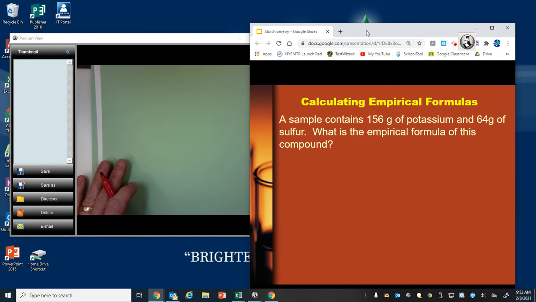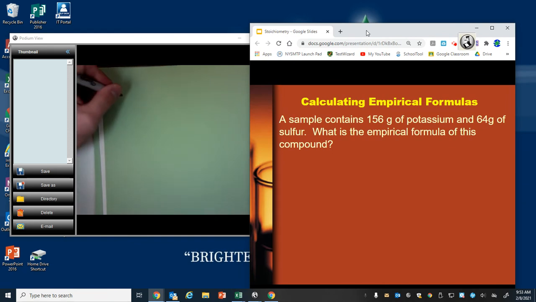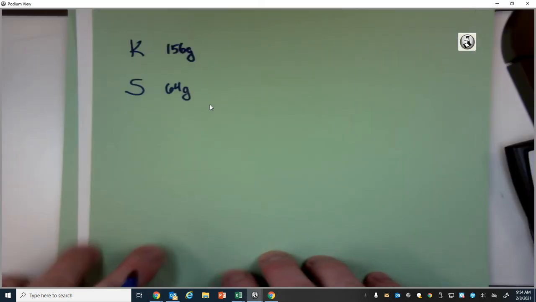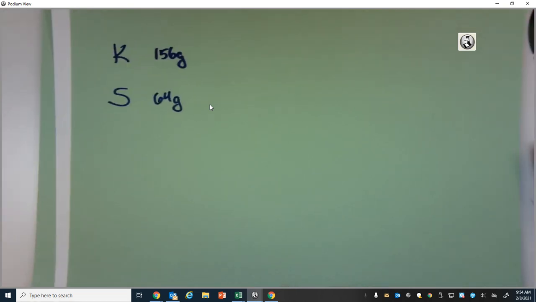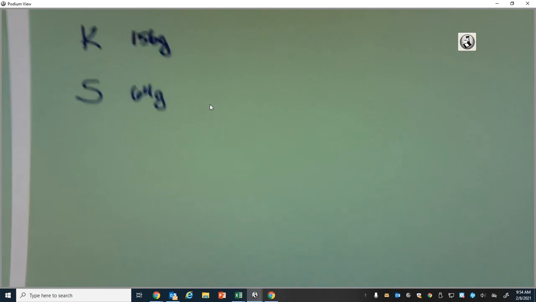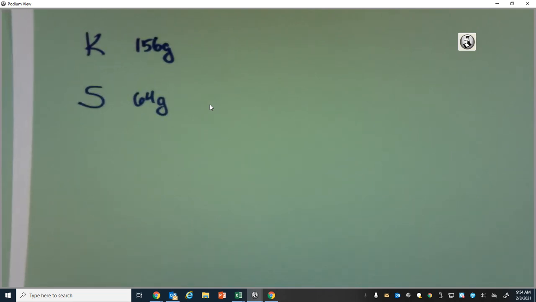So we have a compound that contains potassium, which is K, and sulfur, which is S. We've got 156 grams of potassium and 64 grams of sulfur. Okay, so now I'll just blow this up. For percent to mass, we've already got it in mass, so we don't have to do that. We can just go from grams to moles.